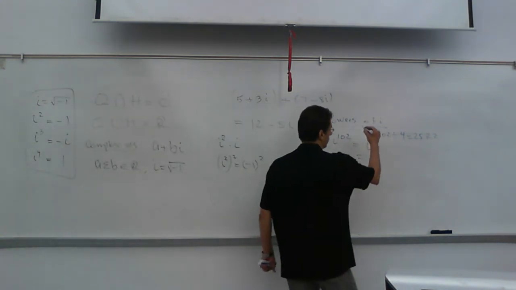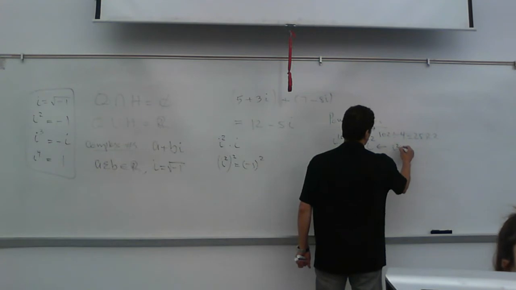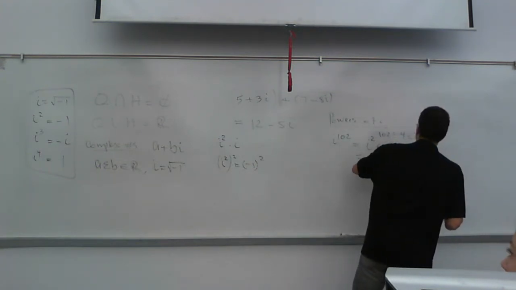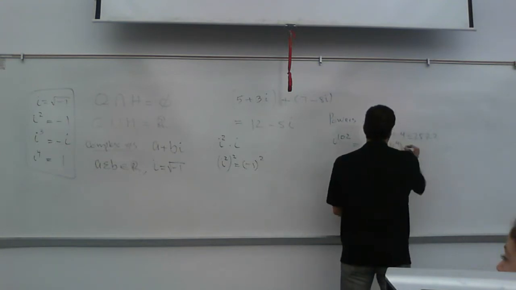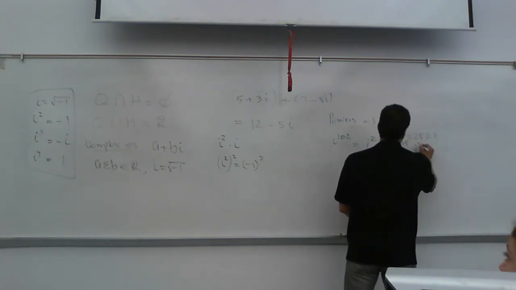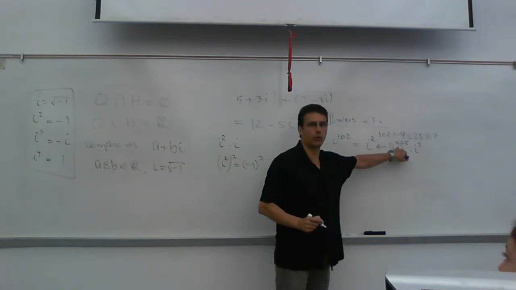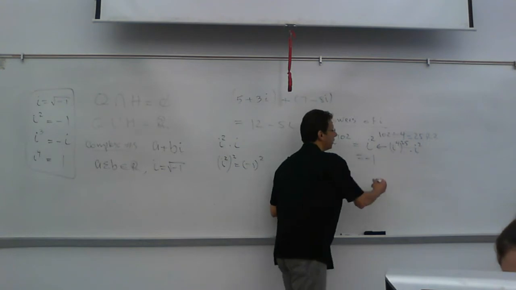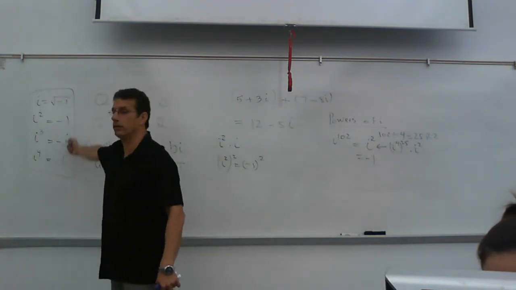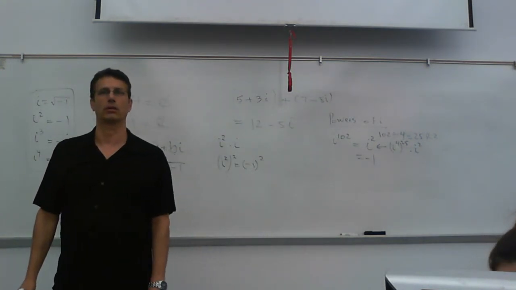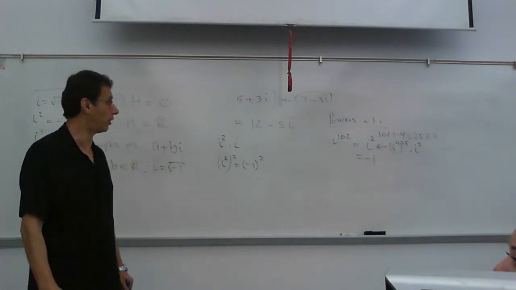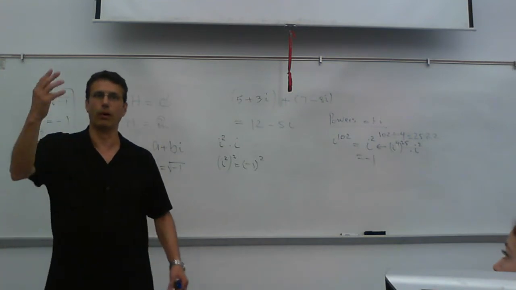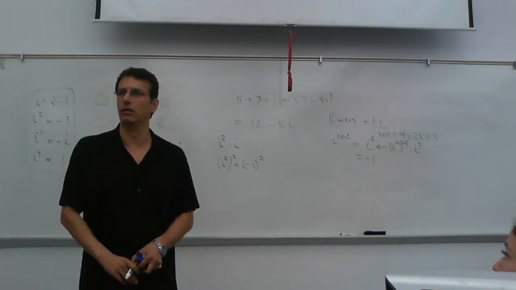Why is that? Because it's i to the power of 4, to the power of 25, times i squared. What is i to the power of 4? 1. What is 1 to the power of 25? 1. So the answer is i squared. Now, what is i squared? We are supposed to know it's negative 1, not positive. Is everybody okay with that? So what's the fastest way? Divide by 4. Just keep the remainder.